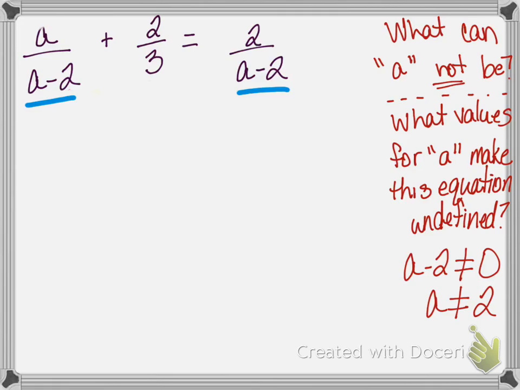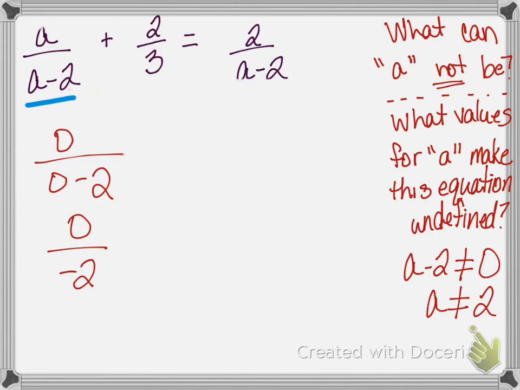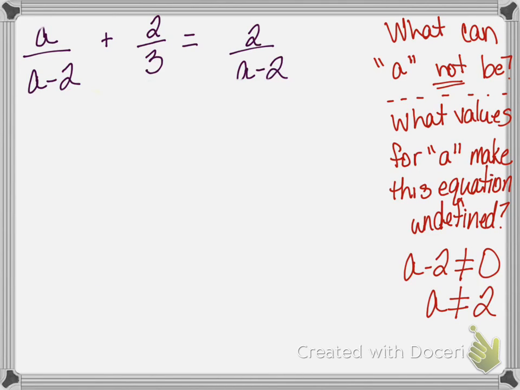So A cannot be 2. If A is 0 here, I'm fine. I have no issues if A is 0. If I plug that in, I get 0 over 0 minus 2. That's 0 over negative 2. Is 0 in the numerator okay? Yeah, that's just 0. It's 0 in the denominator that I can't have. So my values here are that A cannot be 2.